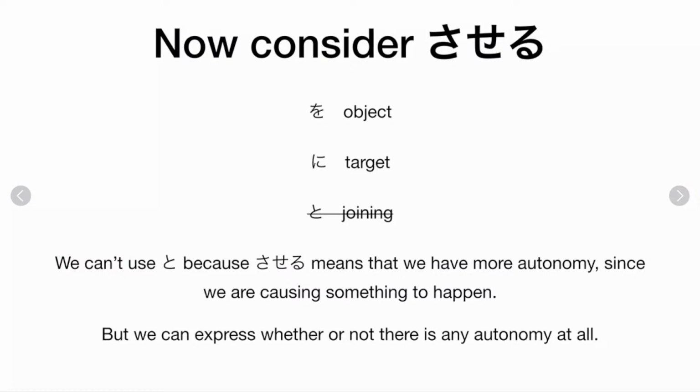So saseru kind of has this autonomy. We can't use to, right, with saseru because to involves both people having equal autonomy, and saseru by definition, that's not possible. Saseru means that you caused an action to happen. Right? So if they had equal autonomy, you can't have caused it to happen on your own. Okay? But we can express whether it happened with no involvement or it happened with some involvement of a different person.